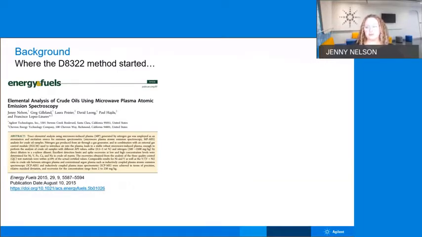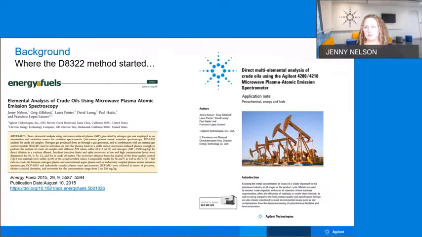So we decided to work with crude oils first, and we ran the gamut of crude oils. We had a huge range with all different crude oils having different APIs, and we really put this thing to the test. And they were very impressed with the results that the MPAES could give. So we published this paper in Energy and Fuels. After we published this paper, we published an Agilent application note based on that work so that everybody would have access to it, because we know not everybody has access to all published peer-reviewed journals.